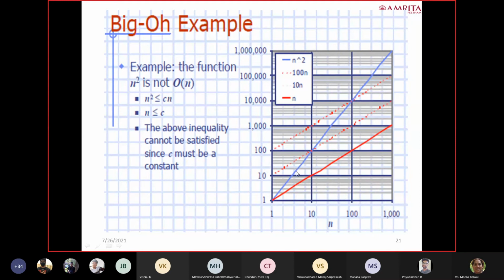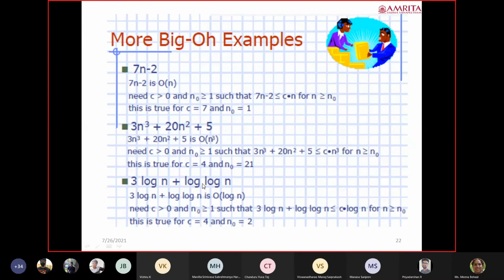If you see this blue line, it is growing at a lower rate than 100n, but at this point it stops. If you want to prove it, you will have to change the value of constant C every time, but we are not supposed to do that. We have to say that for a particular constant C. So every time we are not going to get such a plot. That is why this is not correct. You can always prove it by saying that this inequality cannot be satisfied.